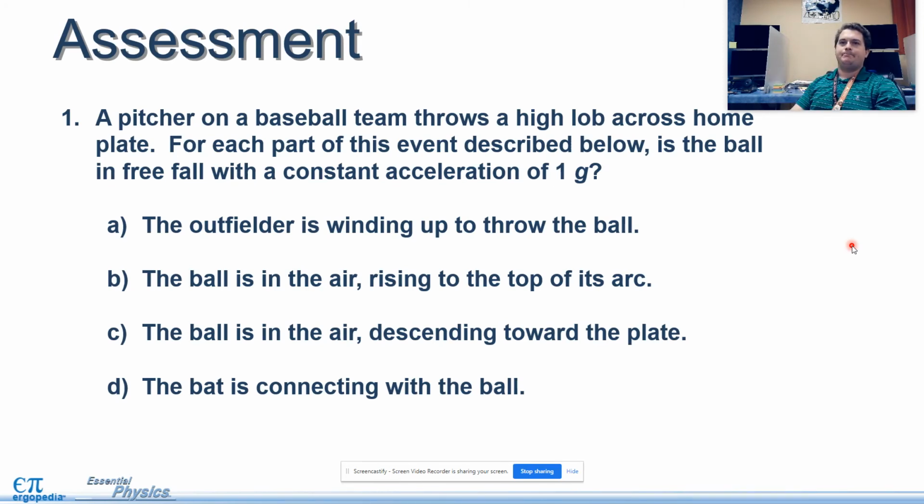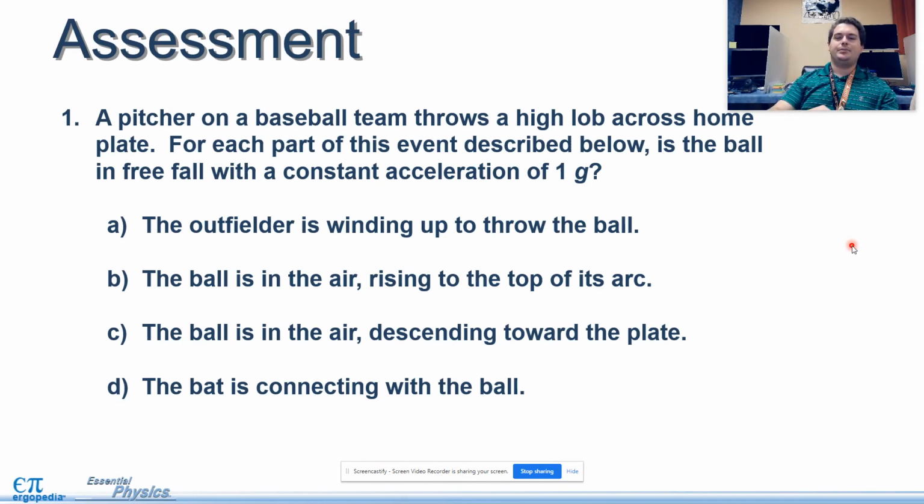He's winding up. So no, it's not just gravity. The ball's in the air, rising to the top. It's going up. Must not be free fall, right? You're wrong. The moment it leaves your hand, it's always in free fall. Ball is in the air, coming back down. Is anything else touching it? Free fall. Gravity is the only thing.